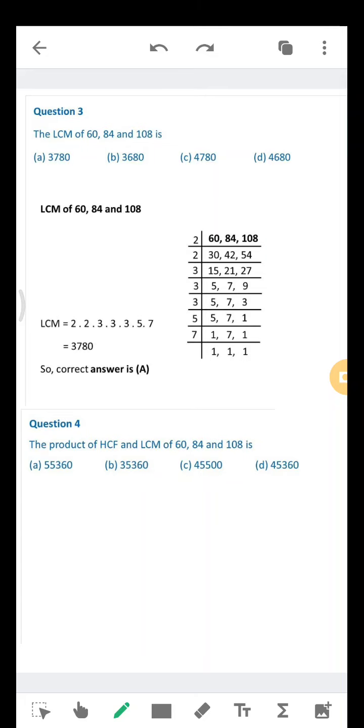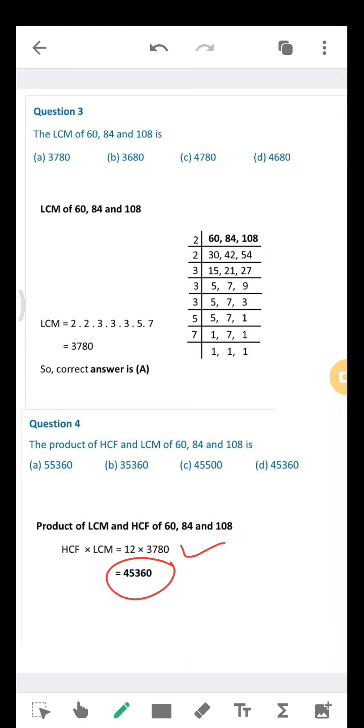Next, the product of HCF and LCM of these three numbers. We found the LCM, we found the HCF. LCM is 3780 and HCF of these numbers was 12, no? So he is asking the product of HCF and LCM. What will be the product? Just multiply whatever LCM and HCF you have got, you will get the answer.